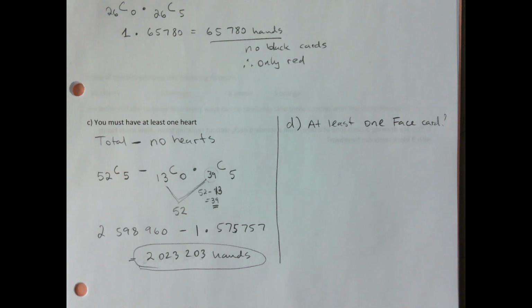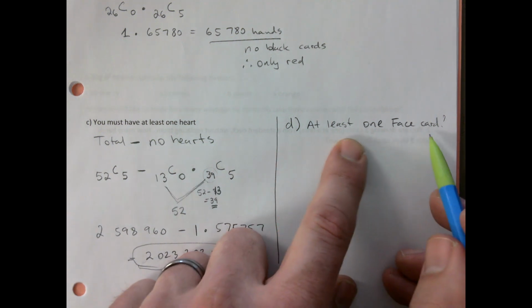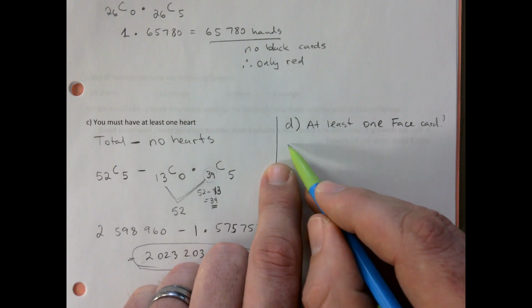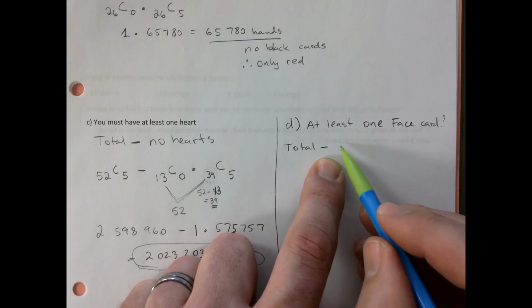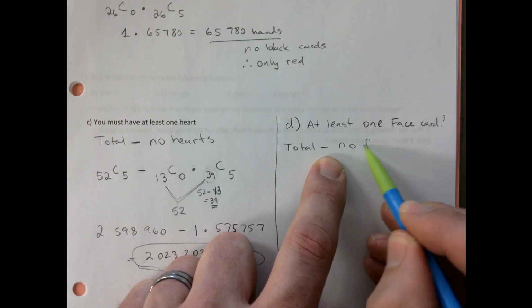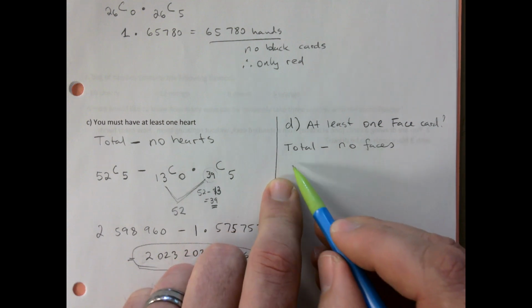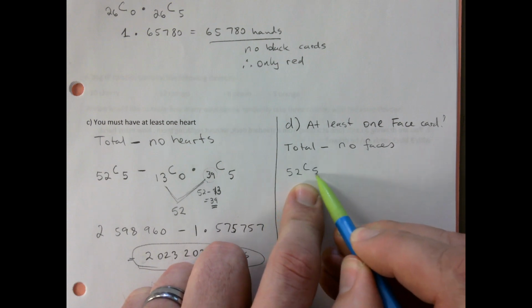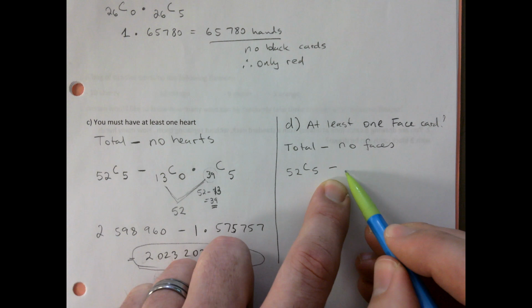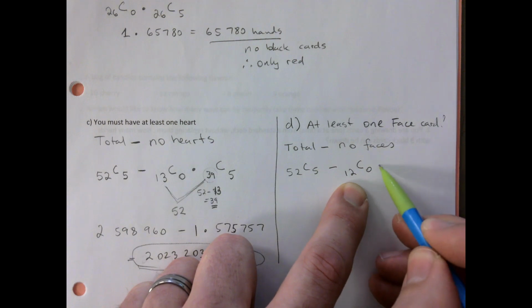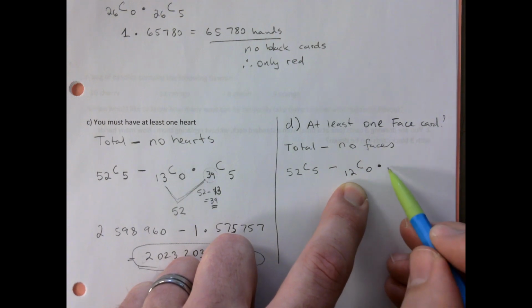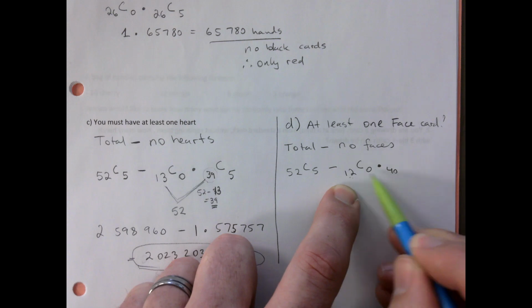This is called indirect reasoning. At least one face card. So we're going to go total minus no faces. Yeah, no face cards. So this is again 52 choose 5, minus. How many face cards are there? 12, right? From those 12, we want absolute none of those. But how many are left? 40, right? Because remember, they're supposed to add up to 52 in this case.